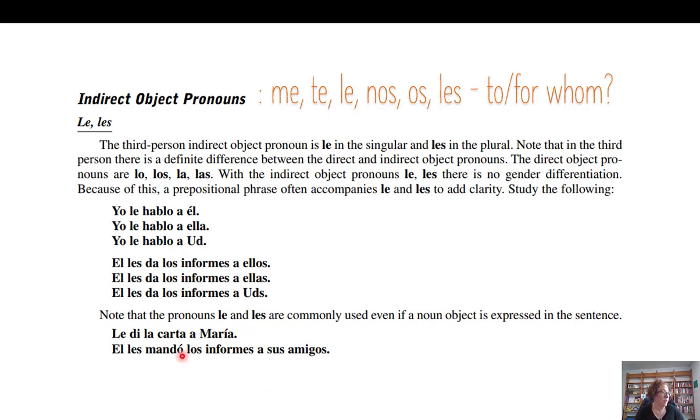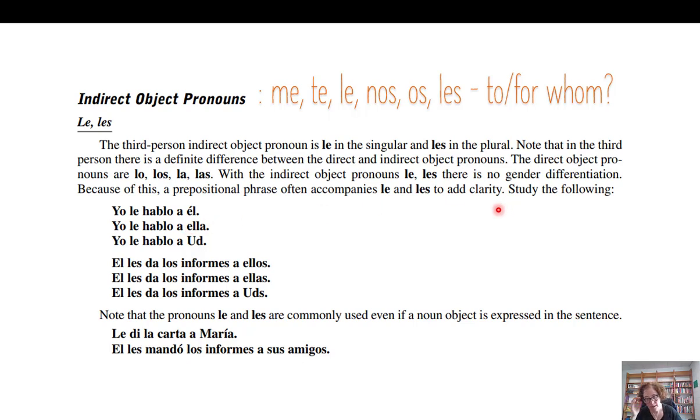So you have the explanation here of what it means, but it's basically very similar to the previous set, me, te and nos, but the third person is le and the third person plural is les. So for him, for her, for them: yo le hablo a usted, yo le hablo a ella, yo le hablo a él. Les da los informes a ellos, les da los informes a ellas, les da los informes a ustedes. And you're wondering, why the hell do I have le a él?